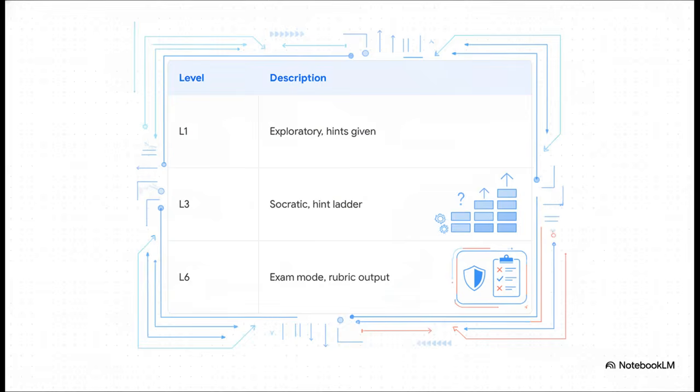It's really all about how the training wheels come off. At level 1, it's warm, it's exploratory, tangents are welcome, and hints are just freely given. But bump that up to level 3, ward teaching, and you're in full Socratic mode. The AI gives you a hint ladder, but absolutely demands effort before revealing any answers. And finally, level 6. This is a full OSCE exam simulation. Total answer withholding, absolutely no softening of the feedback, and the output is a strict, no-nonsense scoring rubric.